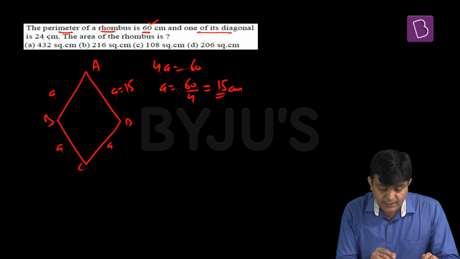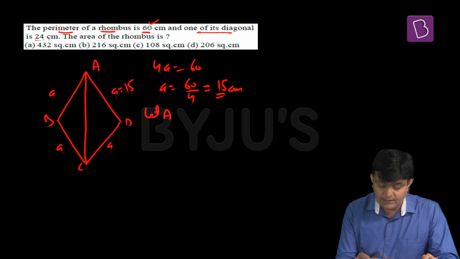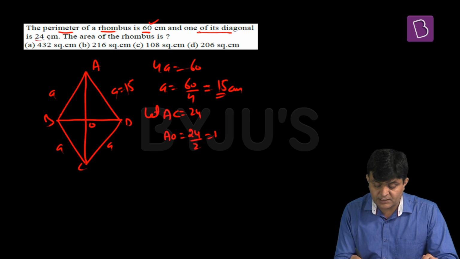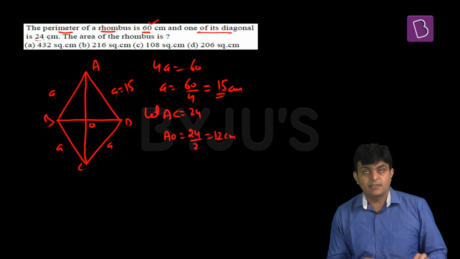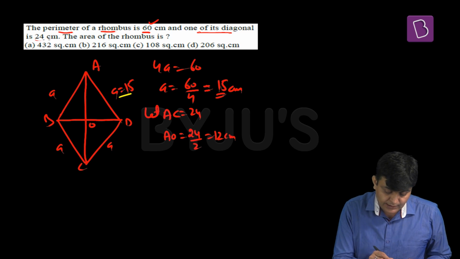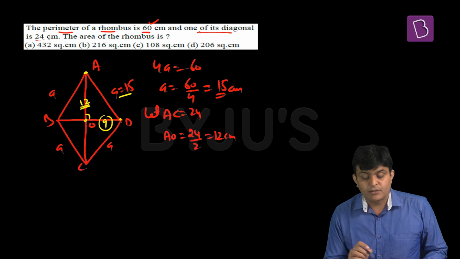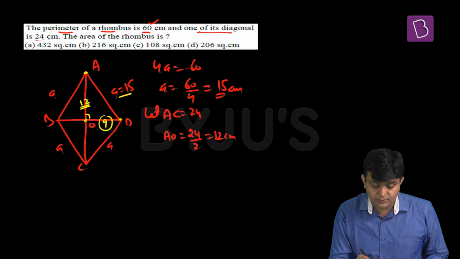And one of its diagonals is 24 centimeter. Let AC be 24. So draw BD meeting at O. So AO is 24 by 2, that means 12 centimeter, right? A is 15, AO is 12. This is 90 degrees. Using Pythagoras in triangle AOD, OD is the square root of 15 square minus 12 square.